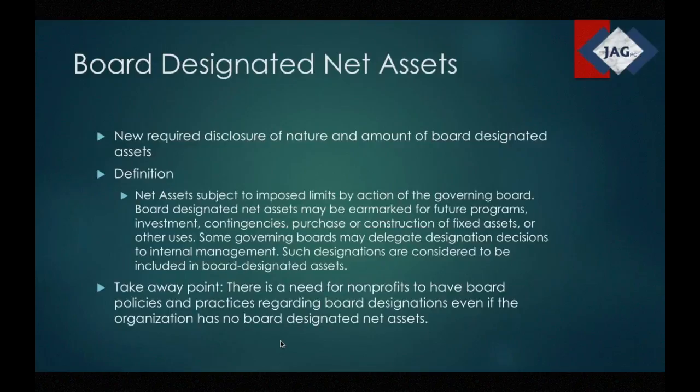So how I interpret that is the board can say to the executive director, you can actually start designating net assets, and we're going to have you be in charge of it now instead of the board. This is not a board decision, we're pushing it down to internal management. This is important because many times too, the executive director and the finance director might be the ones who are actually doing the budgeting and those things. It's important for them to know what's being designated. The key takeaway point in all this is there's a need for nonprofits to have board policies and practices regarding board designations, even if historically there haven't been any board designated net assets.